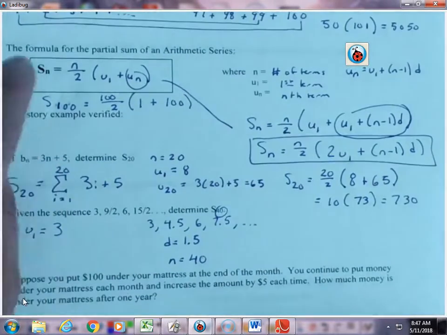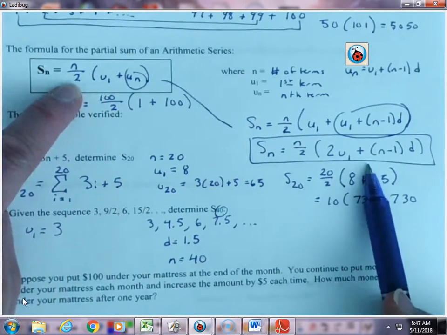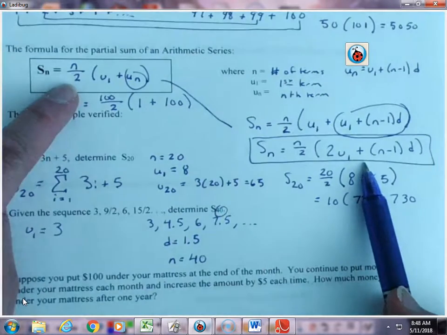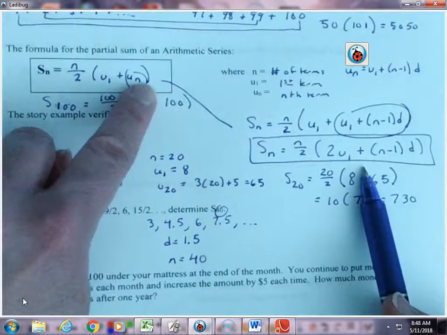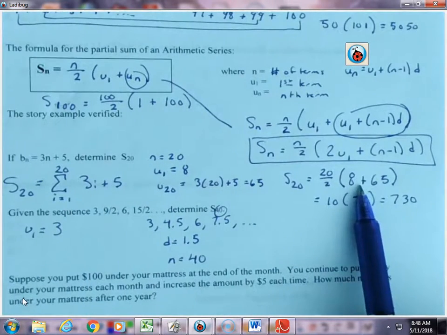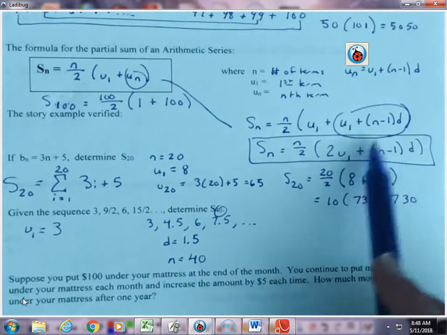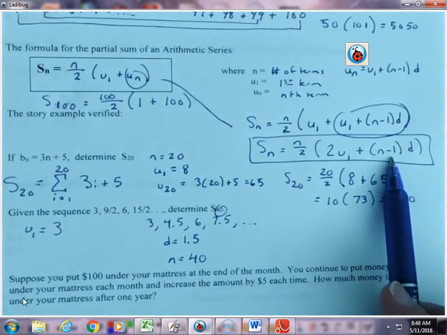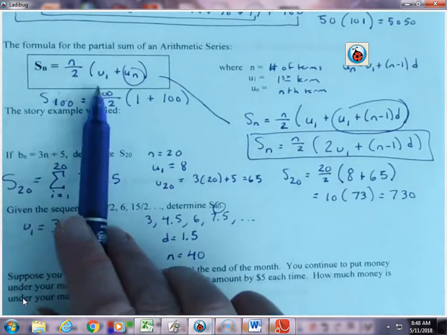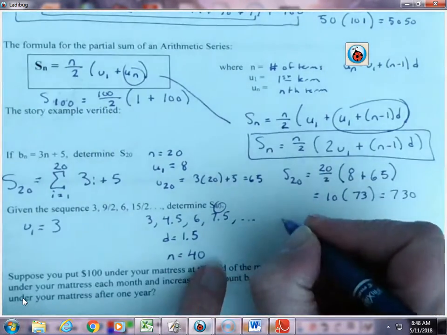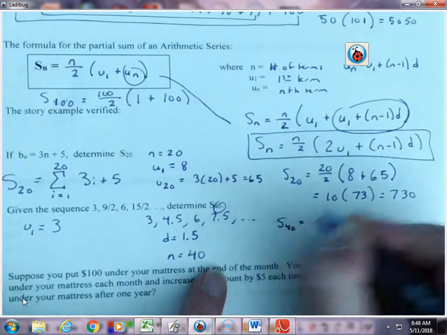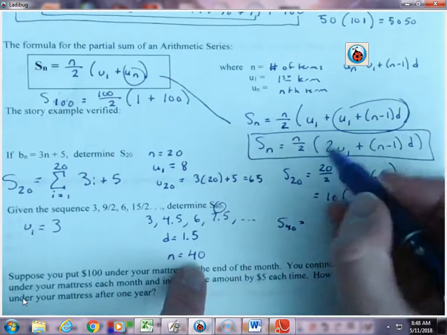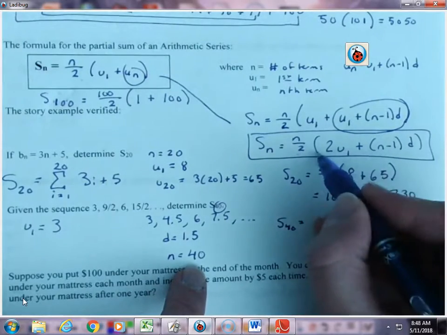So the question is, do we want this formula or this formula? Which one? Yeah, second one. Okay, because we don't know the 40th term. Now, if you want to take a second and find the 40th term, that's fine. That's all this formula does is put finding the 40th term into the formula. So if you don't know the last term, then you'll use this one. If you do know the last term, you'll use this one. Okay, so we're going to do S sub 40, and it's n over 2, so I'm following this.